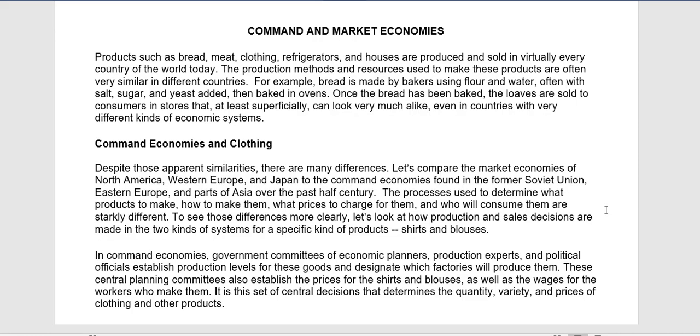Products such as bread, meat, clothing, refrigerators, and houses are produced and sold in virtually every country of the world today. The production methods and resources used to make these products are often very similar in different countries. For example, bread is made by bakers using flour and water, often with salt, sugar, and yeast added, and then baked in ovens. Once the bread has been baked, the loaves are sold to consumers in stores that, at least superficially, can look very much alike, even in countries with very different kinds of economic systems.